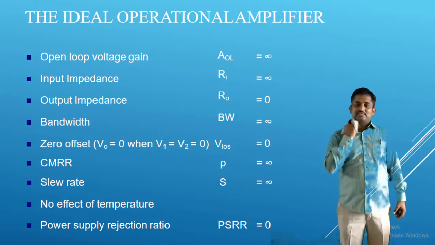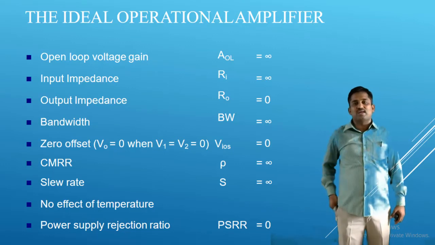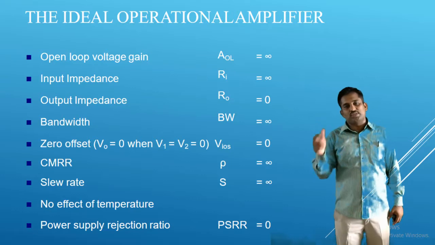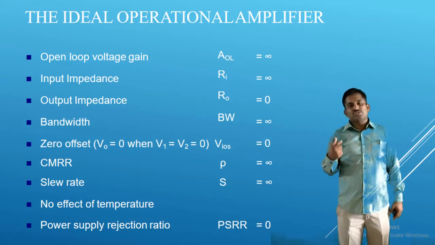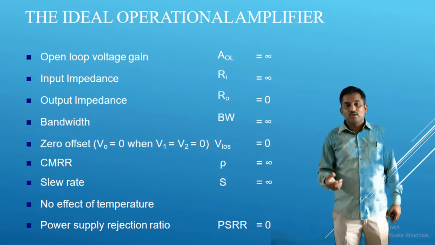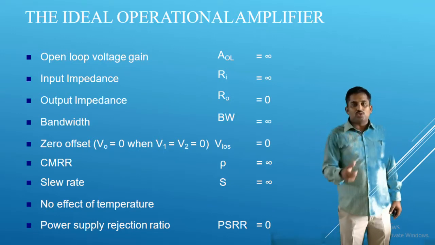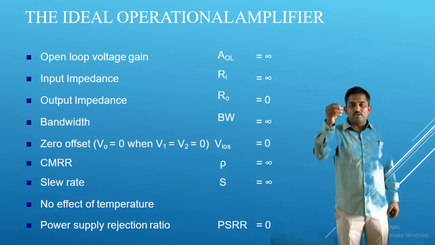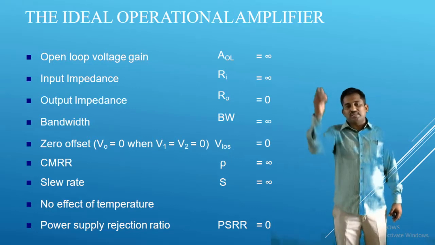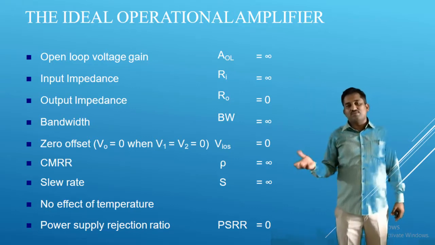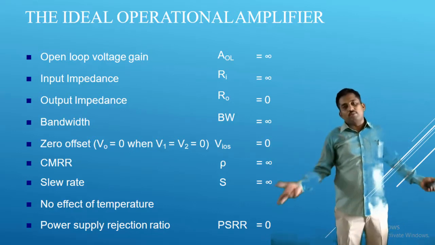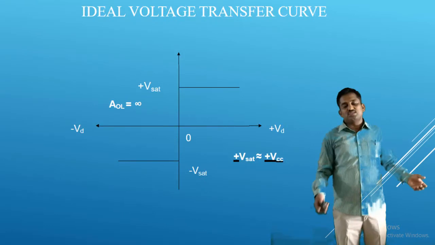Last but not the least is PSRR. What is PSRR? PSRR is nothing but the ratio of change in the input offset voltage with respect to the change in supply voltage, keeping the other supply voltage constant. But just now I told you the input offset voltage will be equal to 0 for an ideal op-amp. So PSRR is directly proportional to delta VIOS divided by delta VCC, keeping VEE constant. If VIOS is 0, then obviously PSRR is also equal to 0.